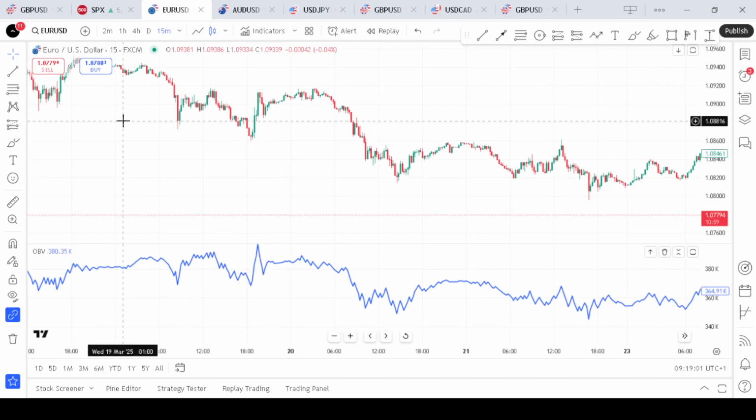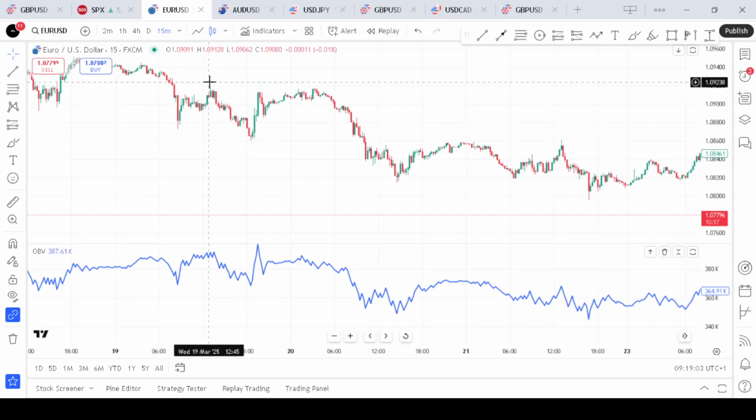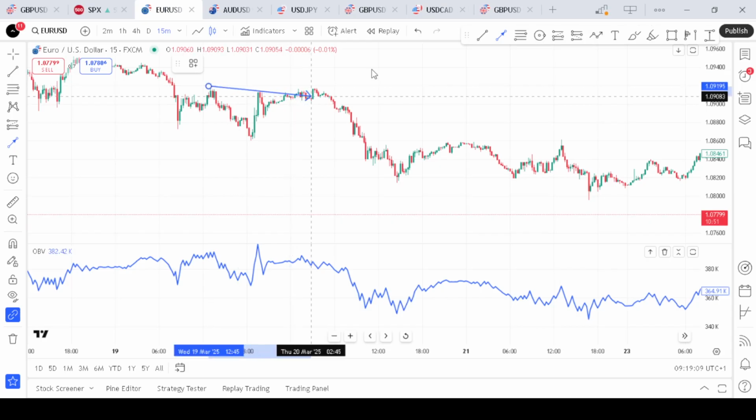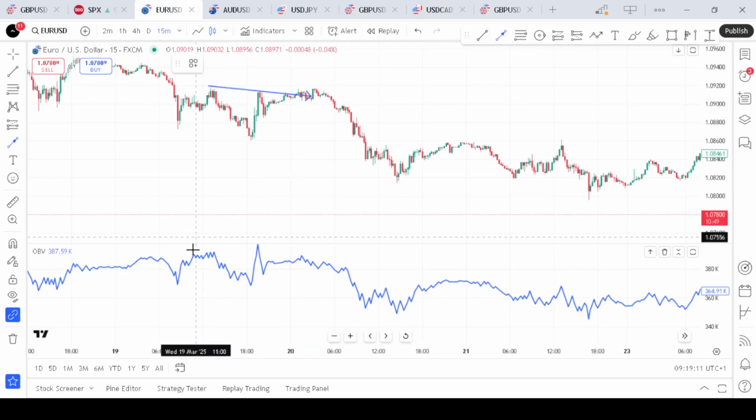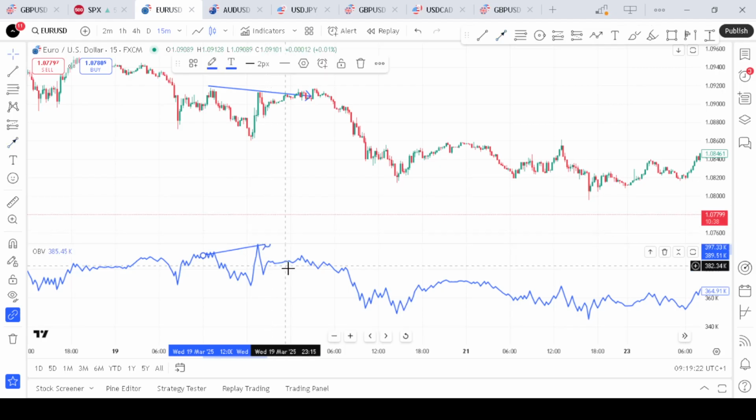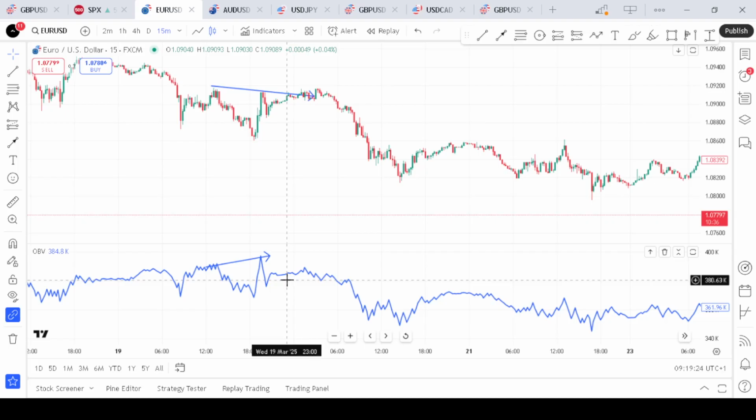a weakened upward momentum. And as we can see in this area on the chart, price was falling to the downside, and if we look at the OBV, we can see in this area the OBV was rising. This indicates that at this point in time there was a bullish divergence, and we expect price to fall to the downside.